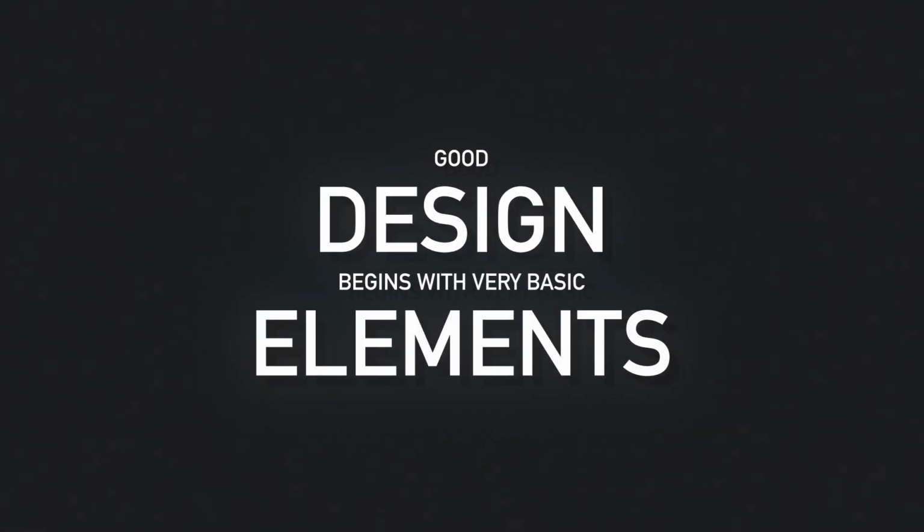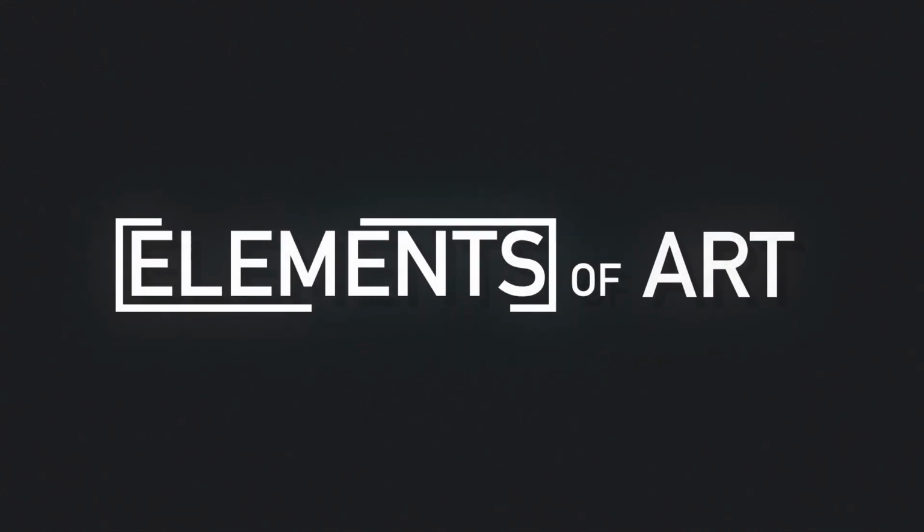Good design begins with very basic elements. And once you understand what these elements are, you can take any motion graphic design to another level. The elements of art are varied in their interpretations, but for the sake of this short training, we are looking at line, shape, space, size, form, color, tone, intensity, and texture.